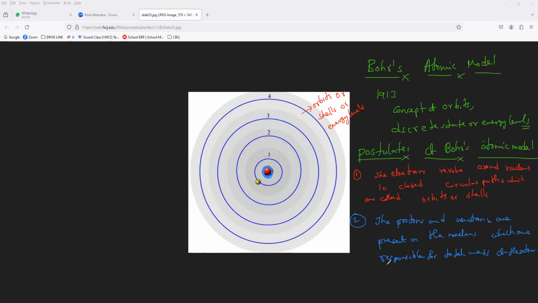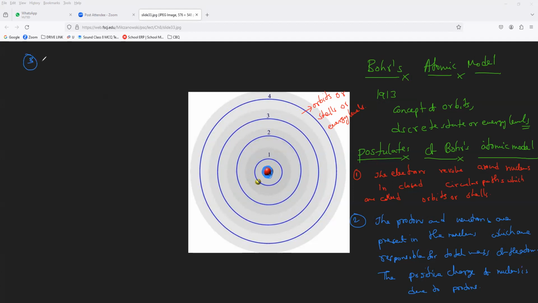And who is responsible for the positive charge of the nucleus? Everybody, who is responsible for the positive charge of the nucleus? Who is responsible for positive charge, guys? The positive charge of the nucleus is due to whom? Protons. The positive charge of the nucleus is due to protons. So that is the second point. All of you write it.